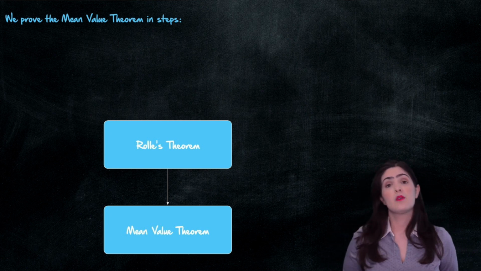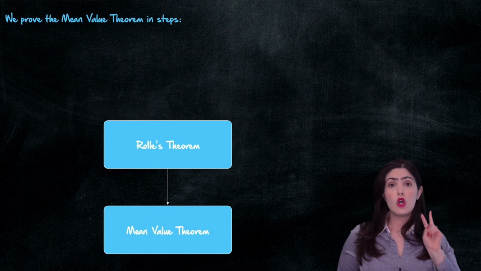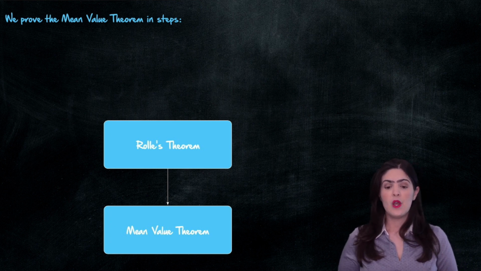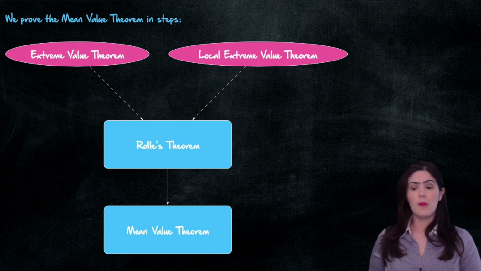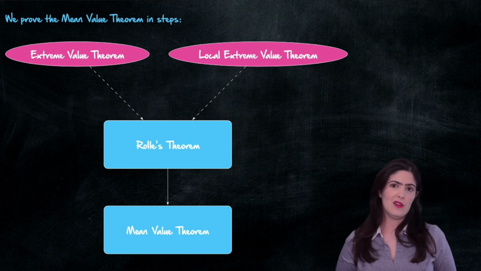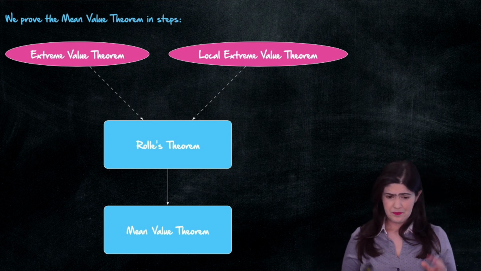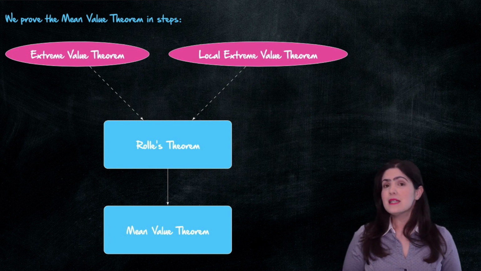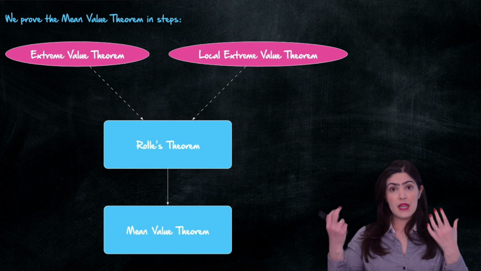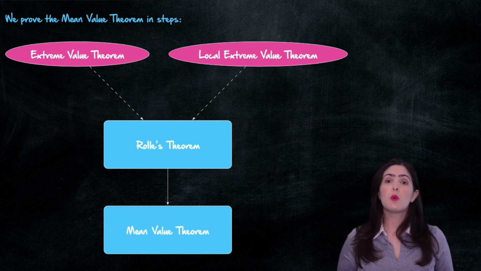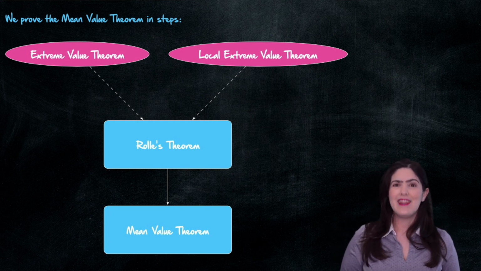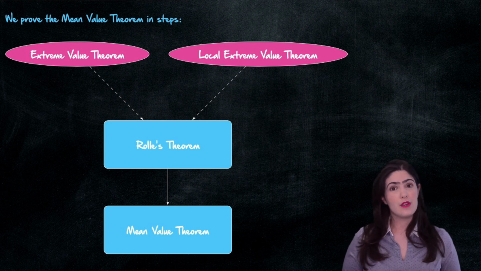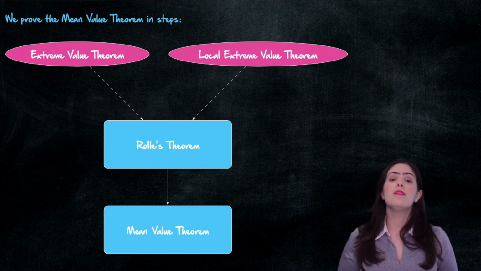And to prove this Rolle's theorem, we're going to use two theorems that we already know. We're going to need the extreme value theorem and the local extreme value theorem to prove it. So these two theorems in pink, we've seen them in previous videos. So the idea is going to be combining the use of these two theorems to obtain Rolle's theorem, and then we're going to use Rolle's theorem to obtain the mean value theorem.